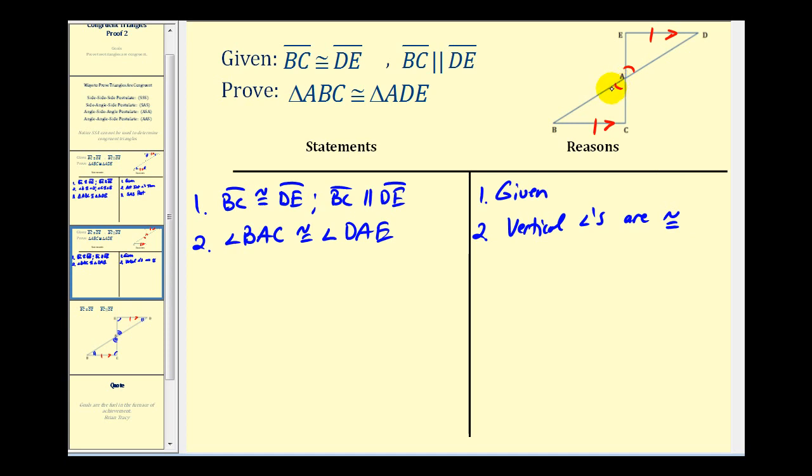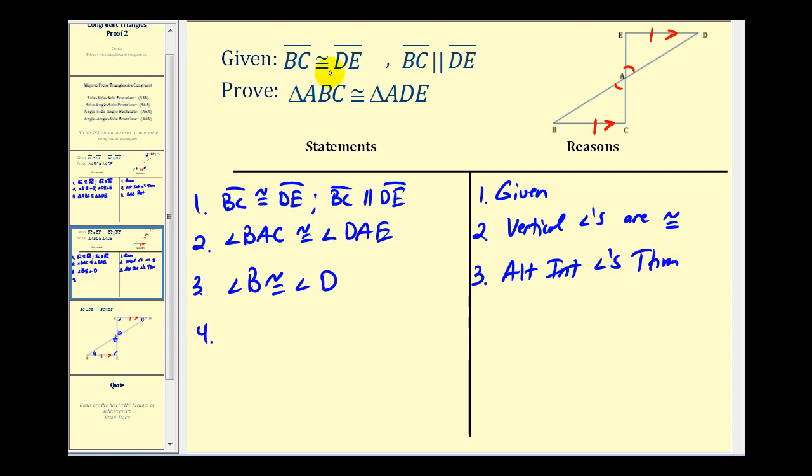And then we have a choice if we want to state that angle E is congruent to angle C, or if angle D is congruent to angle B. It doesn't really matter because in both cases we'll have angle, angle, side. Let's go ahead and use angle D and B. So angle B is congruent to angle D. This is by the alternate interior angles theorem.